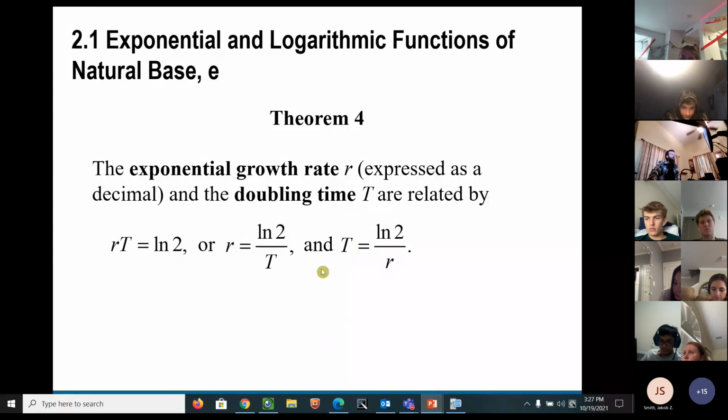Write these down, and you might want to write these down because of standardized tests. Sometimes a standardized test will ask you a question pertaining to double time. So just make sure you understand those three things.